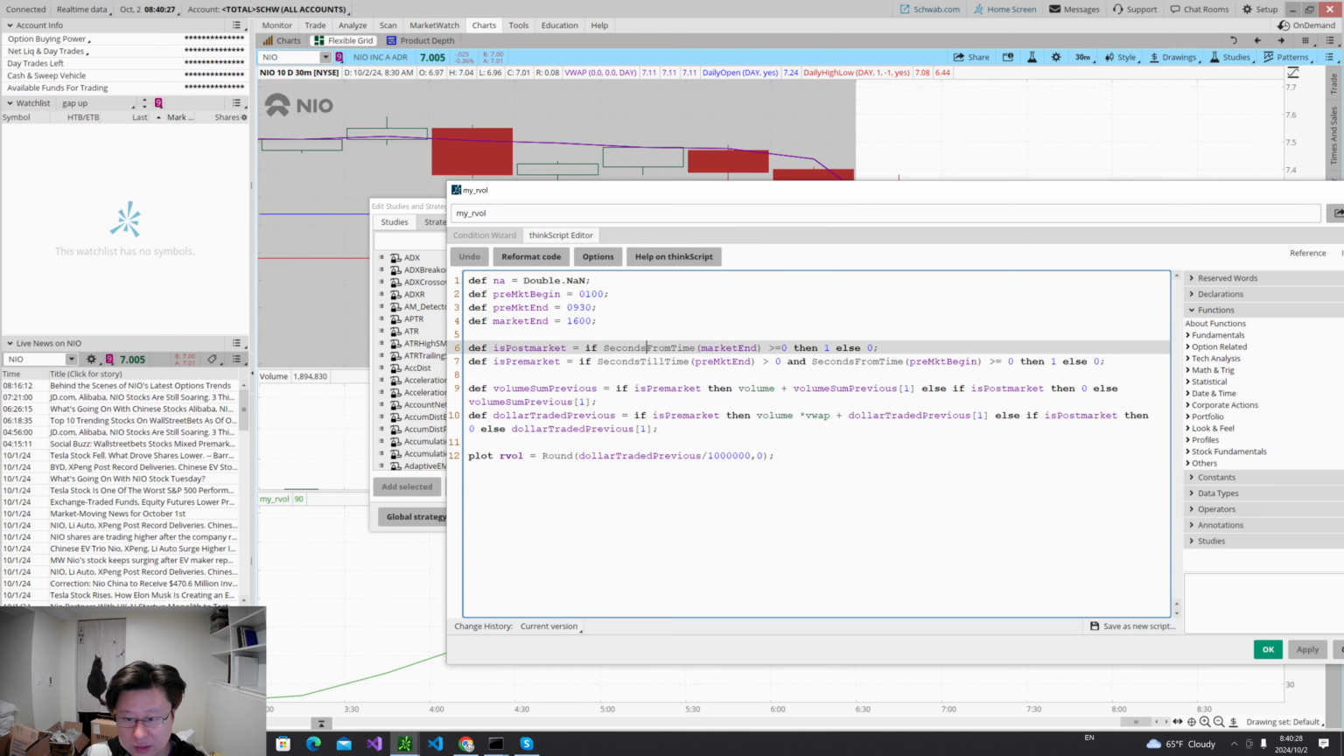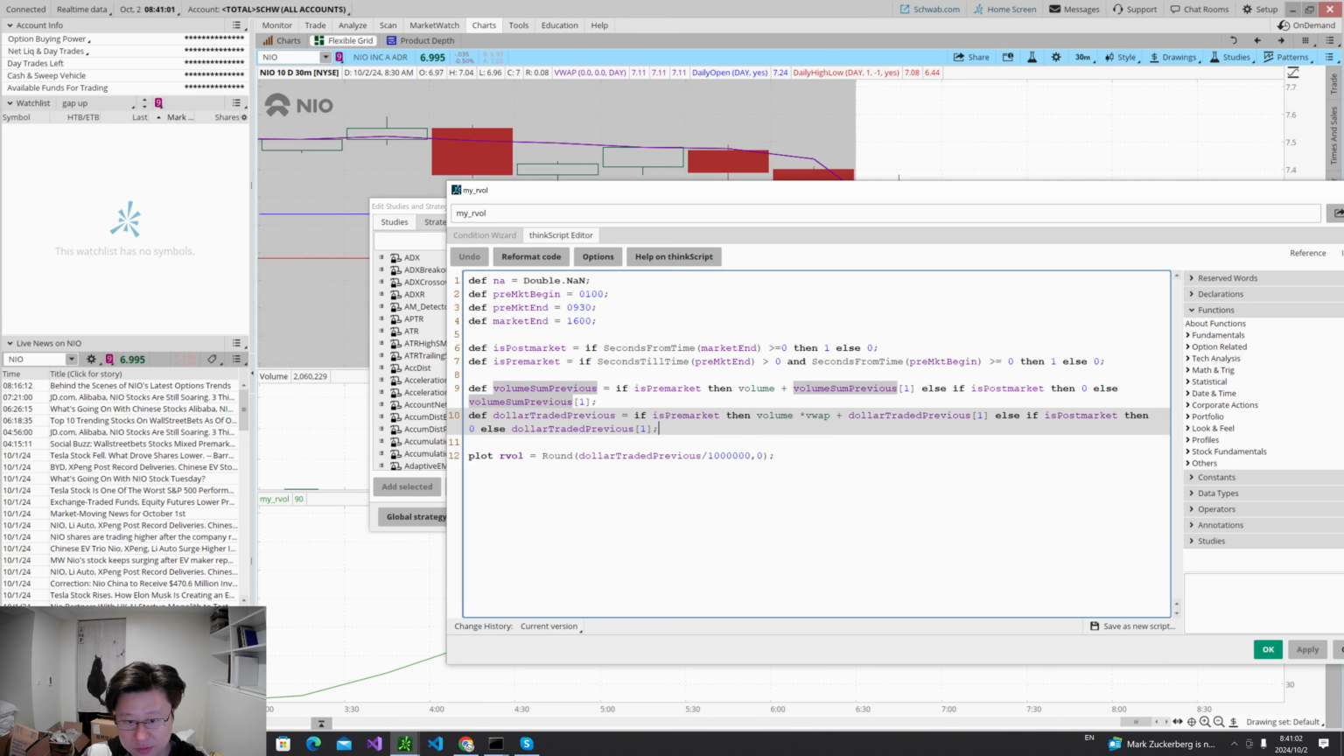Then I look at the seconds from time since market end, see whether it's post-market or pre-market, and then I track the volume. I keep adding the volume if it's in the pre-market, and once the market opens, I don't add more volume, and once it's after market close, I reset to 0. So if market close, post-market, reset to 0.